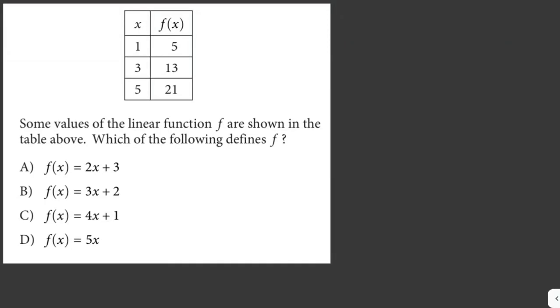Let's solve some problems here. Some values of the linear function f are shown in the table above. Which of the following defines f, the function? So it says that it's a linear function, so our function would be f of x equals mx plus b.